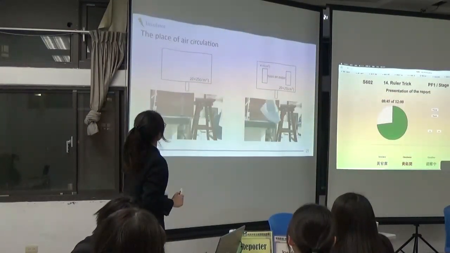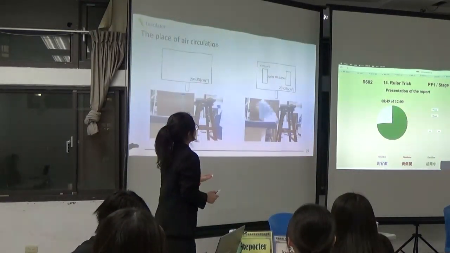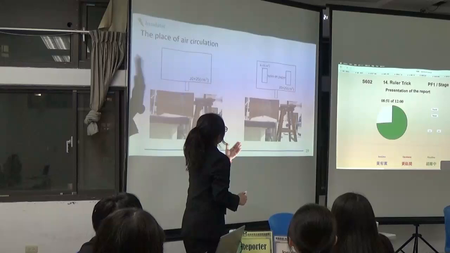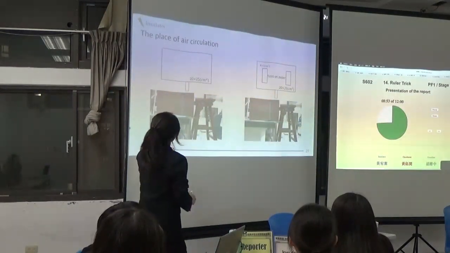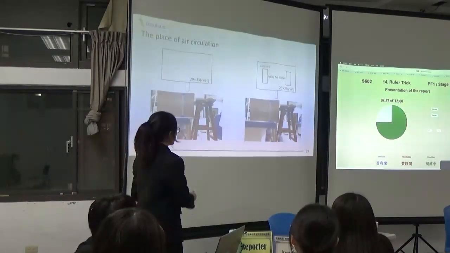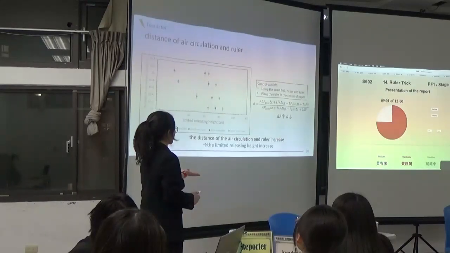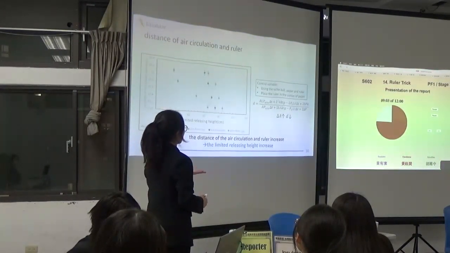And next is the place of air circulation. You can see, when there are holes on the paper, it will make the ruler flow. And the one without the air holes on the paper will still remain the same. Now I'm going to do more investigation of it. You can see that when the distance between the air circulation and the ruler increases, the limited releasing height will increase.